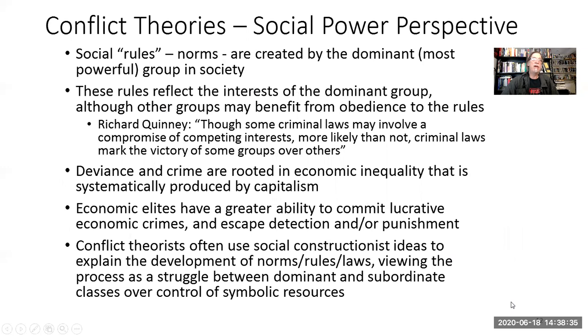They do, however, have to use the social constructionist ideas and symbolic interactionist ideas to explain how these rules have developed and how a person may, in some cases, adopt a deviant lifestyle. But they see it as a process of struggle between dominant and subordinate classes over control of symbolic resources, the norms, rules, and laws. Those are part of the symbolic structure of cultures.